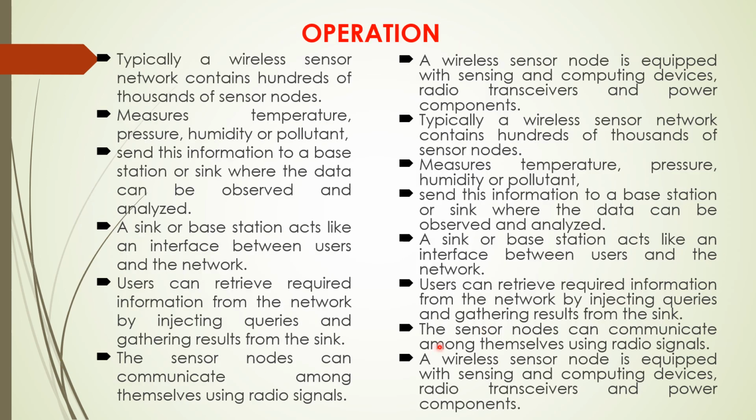And next, the sensor nodes can communicate among themselves by using radio signals, and here your wireless sensor network is equipped with a sensing and computing device, radio transceiver, and power component. So these are the points we have been discussing now.